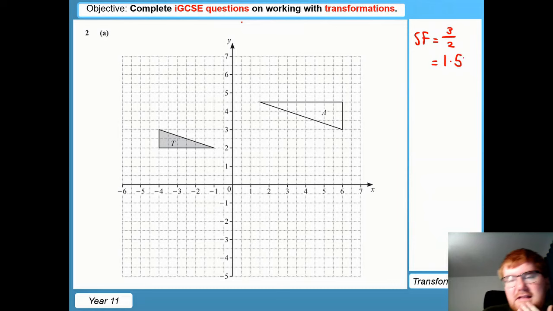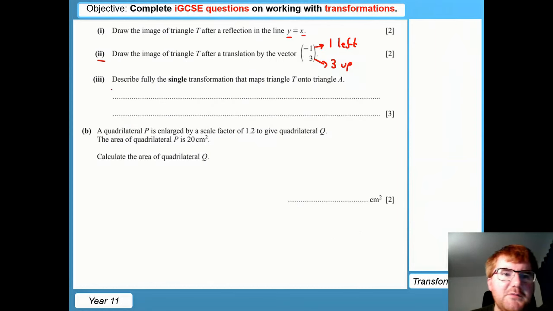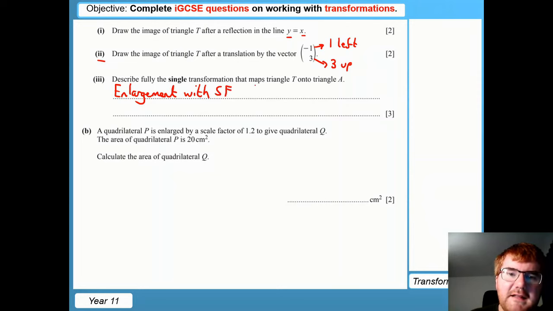However, it doesn't necessarily have to be positive 1.5. If it was, then it would be coming outwards probably, and therefore it would be a positive enlargement. Because we have this kind of reflection or rotation idea, it needs to be negative. So we've actually got a negative enlargement here of minus 1.5. So these are two things we can write in. We have an enlargement first of all, and this is with a scale factor of negative 1.5.